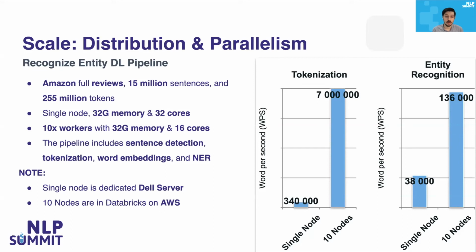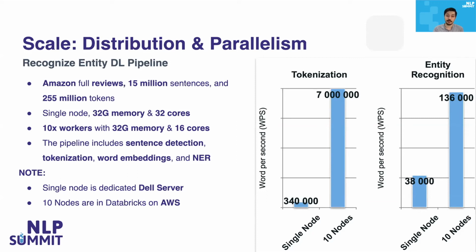We have a single node that had 32 gigabytes of memory and 32 cores. And we also used 10 workers in a Spark cluster on AWS by using Databricks, where each executor or each worker had 32 gig memory and 16 cores. So in tokenization tasks, as we can see, the difference between a single node and 10 nodes in a cluster is the difference between 340,000 tokens or words per second and 7 million words per second. Now, as you can see right here, it wasn't linear. It's way more than 10 times when you compare it.